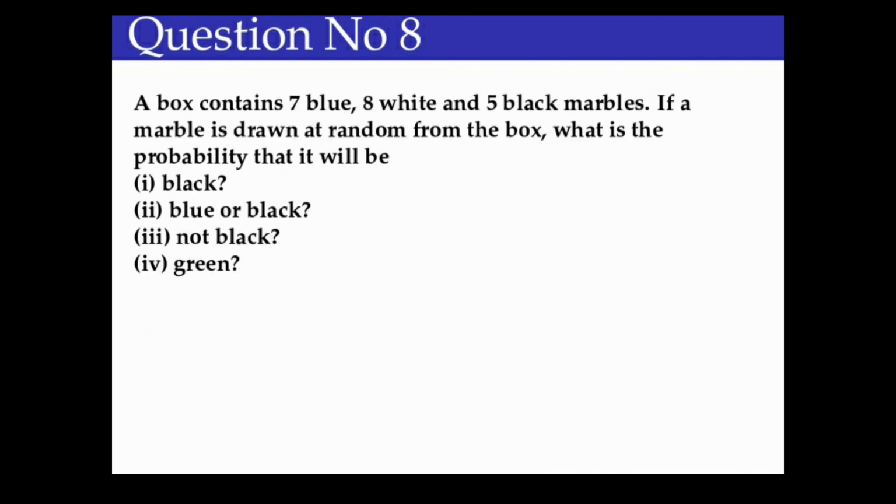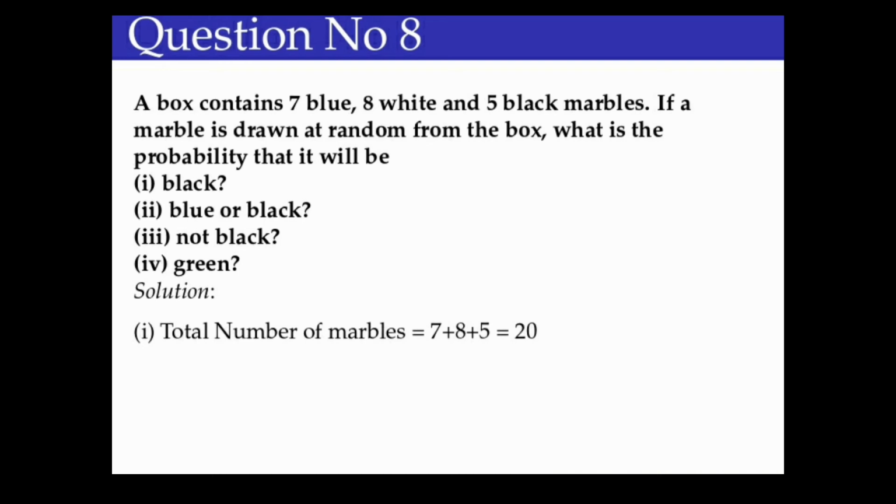Now this is problem number 8, which says that a box contains 7 blue, 8 white and 5 black marbles. If a marble is drawn at random from the box, what is the probability that it will be black? So that's the first part of this problem. Here the experiment is a marble is drawn at random from the box, and the total number of possible outcomes for this experiment is the total number of marbles, which is 7 plus 8 plus 5, which is equal to 20, because when you are picking one marble, it can be any marble among 7 blue marbles, or any marble among 8 white marbles, or any marble among 5 black marbles, isn't it?